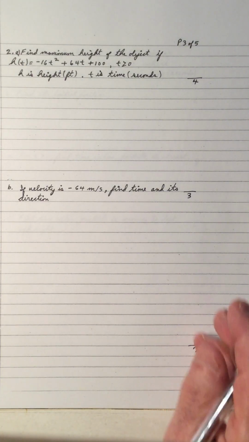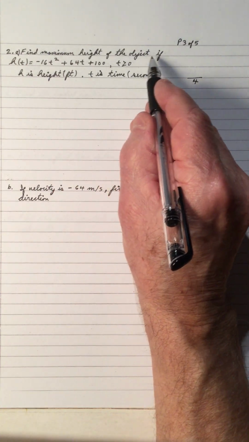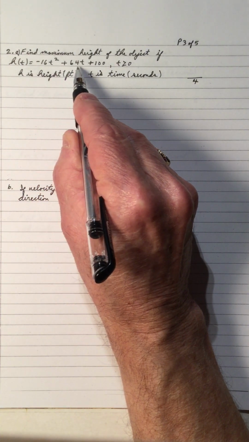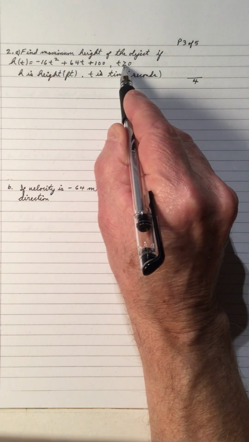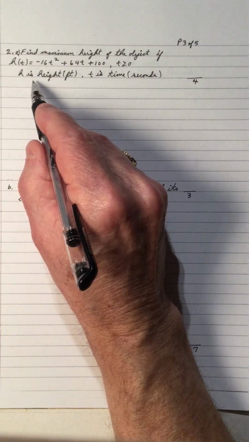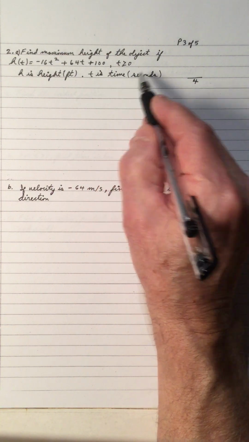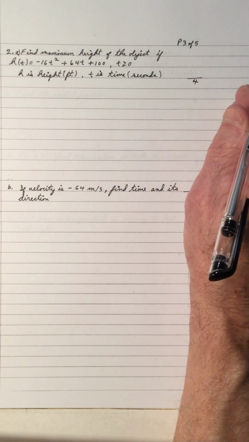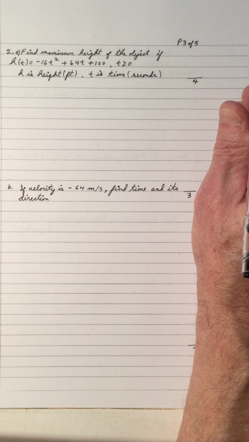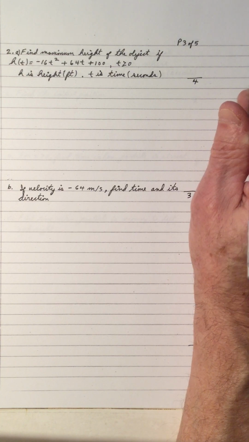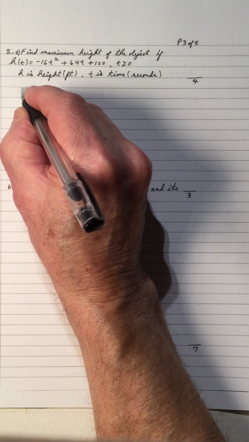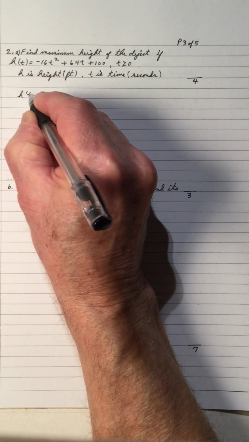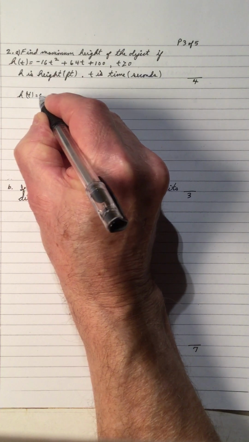Let's continue. Find the maximum height of an object if h of t equals negative 16t squared plus 64t plus 100, and t is greater than 0. h is the height in feet and t is the time in seconds. So we want to find the maximum height. The maximum height is when the slope of the tangent is 0, and the slope of the tangent is 0 when you have h prime of t equal to 0.